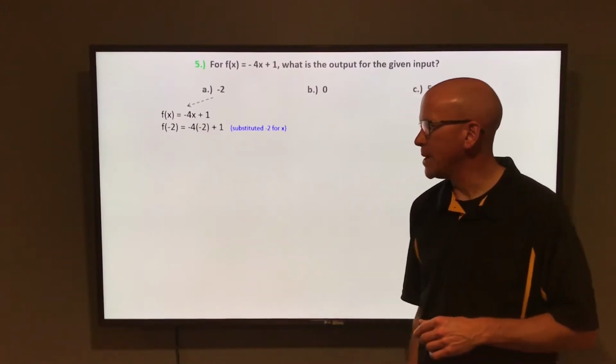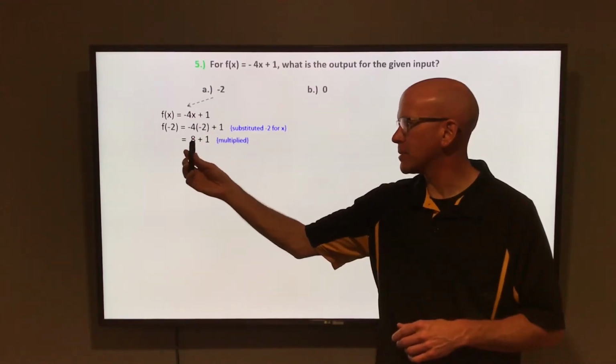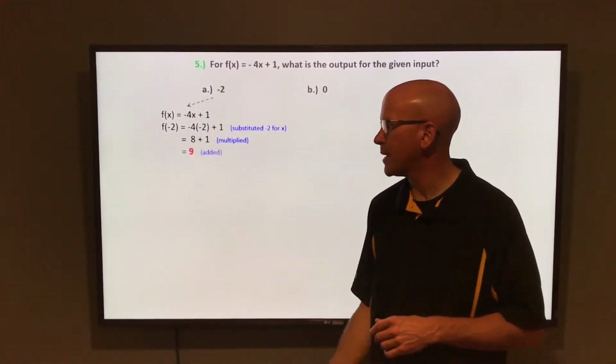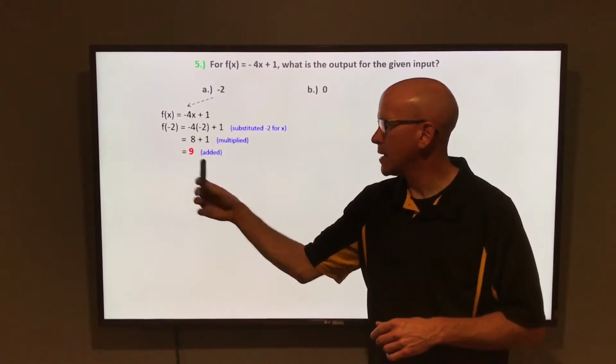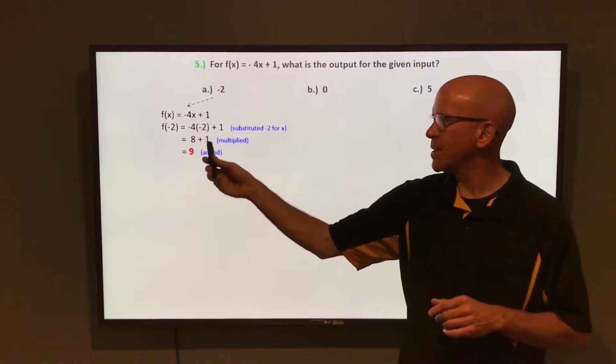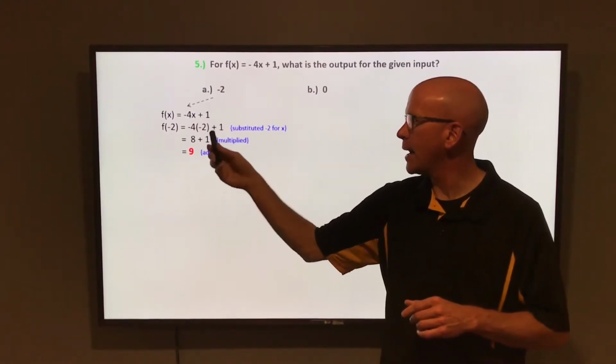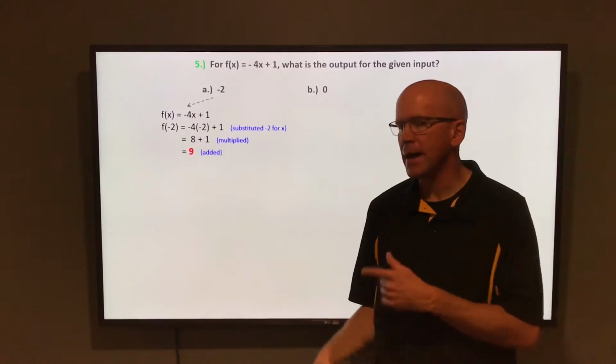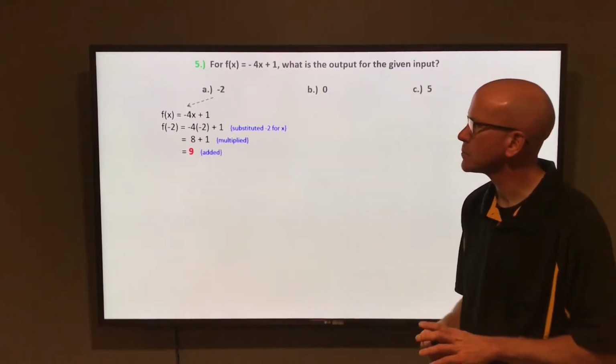the output would be taking negative 4 times negative 2. It's a positive 8 plus 1. The output is 9. So the input is negative 2 and the output is 9. In other words, if you graphed that function, this point, negative 2, 9, where x is negative 2, y is 9, that point would be on the graph of that function.